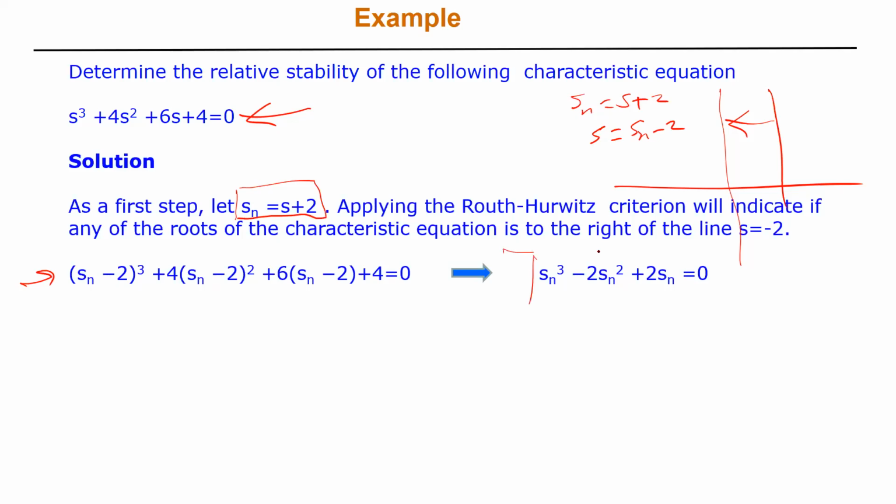Tell me, is the characteristic equation now stable or unstable? Is the system stable or unstable by this shift? Unstable, because there is a sign change.